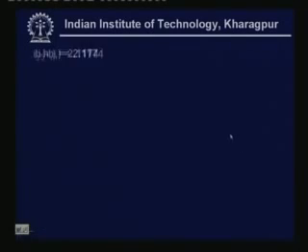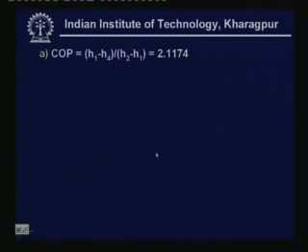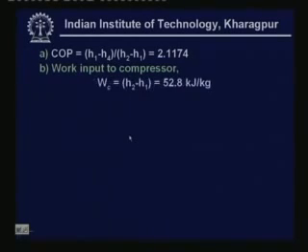Once you find the properties at all the points, you can easily calculate COP. COP is nothing but refrigeration effect H1 minus H4 divided by specific work of compression, that is H2 minus H1, which is found to be 2.1174. Then work input to compressor is nothing but H2 minus H1 from energy balance across the compressor, which is found to be 52.8 kilojoule per kg.